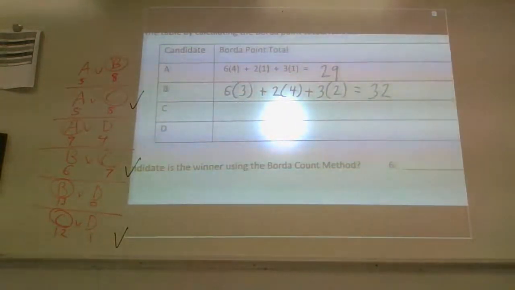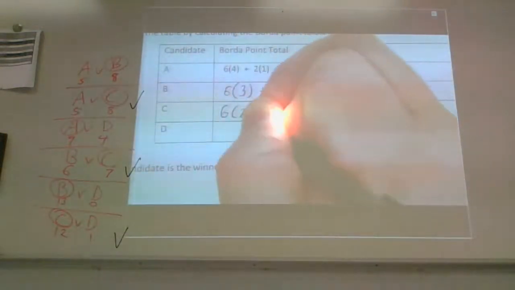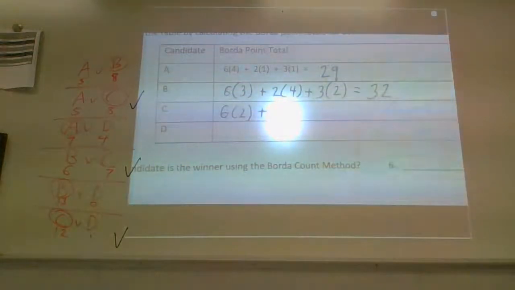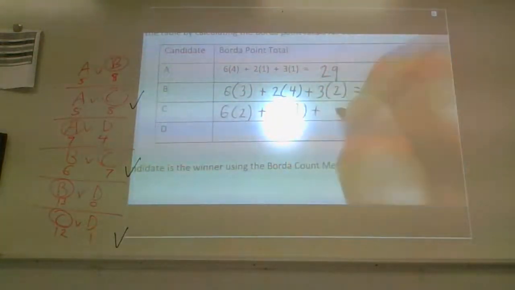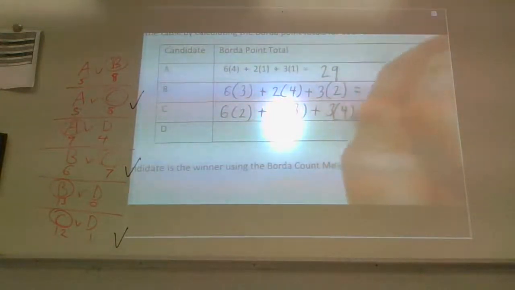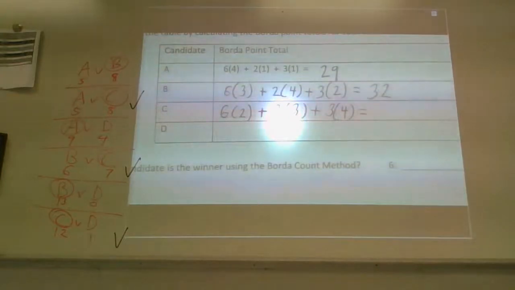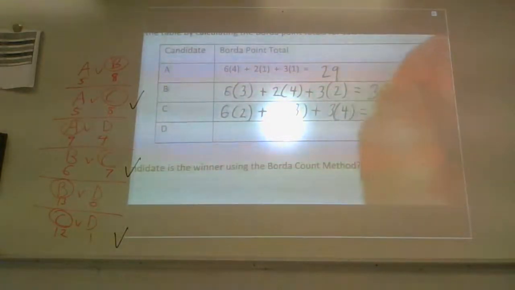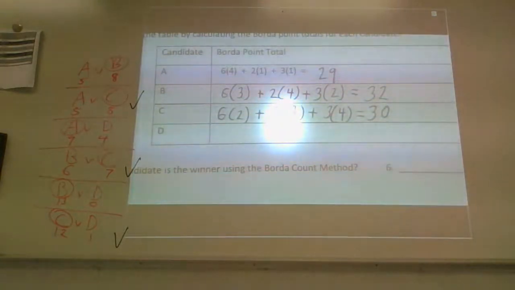Let's see what happens for candidate C. Candidate C had 6 third place votes, 2 second place votes, and 3 first place votes. We do that calculation. It's like 12 and 24, 24 and 6. This is 30. Adds up to 30 points. Again, this is one of those situations where candidate A, Amaro, has been surpassed yet again.